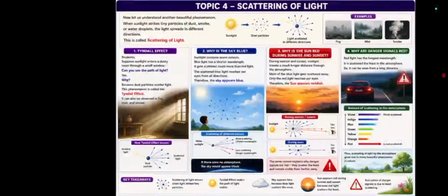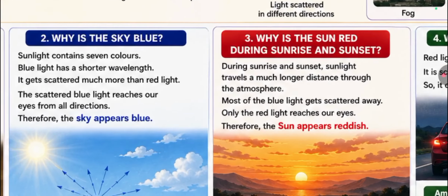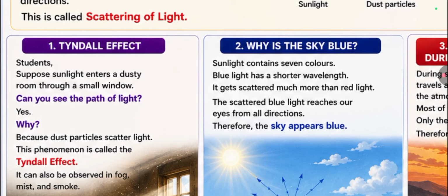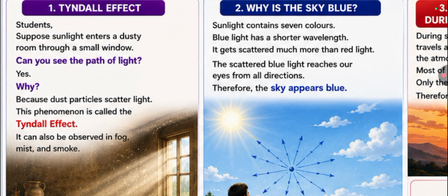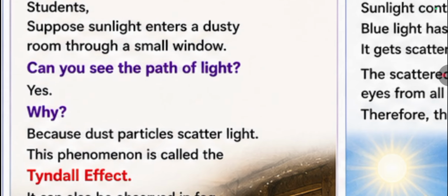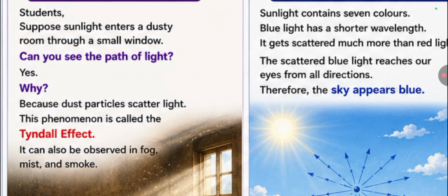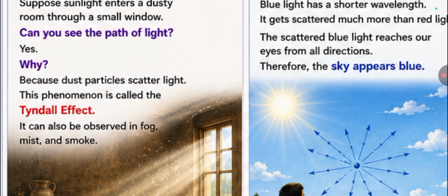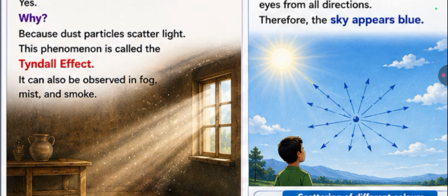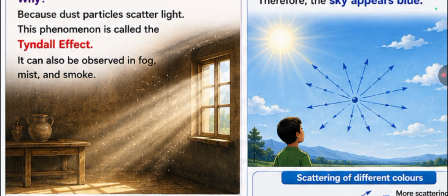Okay. Now we have to learn about examples of scattering of light in our daily life. First one is the Tyndall effect. Students, suppose sunlight enters a dusty room through a small window. Can you see the path of light? Yes. Why? Because dust particles scatter light. This phenomenon is called the Tyndall effect. It can also be observed in fog, mist, and smoke.